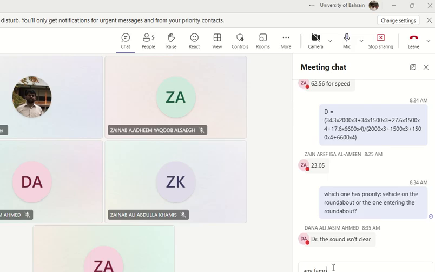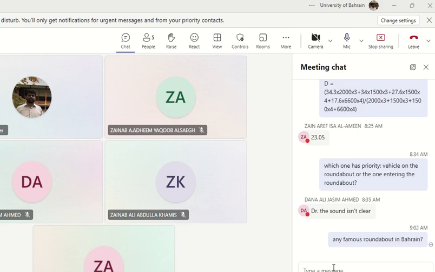So any famous roundabout in Bahrain? I'm asking this because most of the remaining roundabouts are now the old ones. So they have something attached to them, some monument or some important thing. So can you give me any names here?